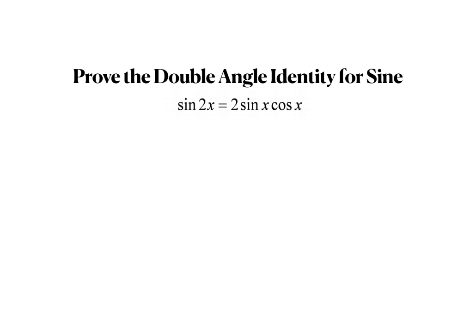So let's take a minute and prove the double angle identity for sine. Now, normally, the general rule of thumb is that we work on the more complicated side. However, this is one of the cases where that does not work. So I'm going to work on the left side, and I'm going to rewrite sine of 2x as sine of x plus x. I'm going to do that because I'm going to use the sum identity for sine, which is this.